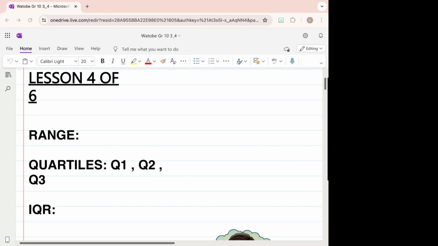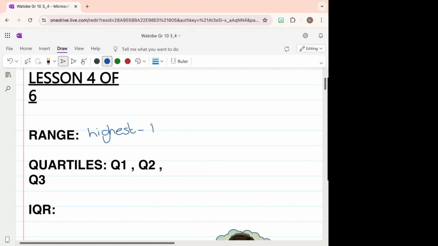All right, so in stats, the term range refers to the difference between the highest and the lowest values. You would have done range last year in grade 9. To get the range of our values, we take the highest and subtract the lowest, and that gives us the range. When we're talking about the highest and the lowest, we're looking in our data set.